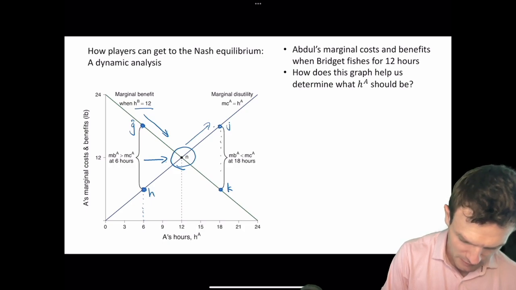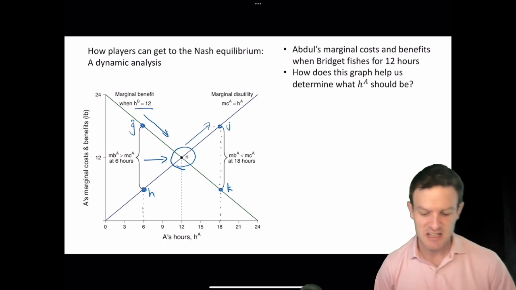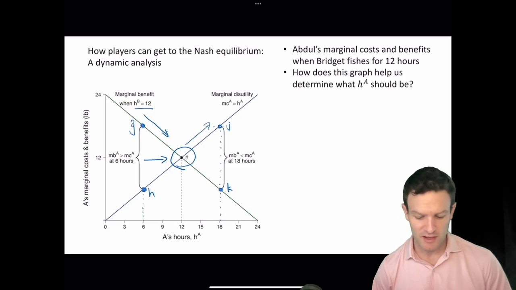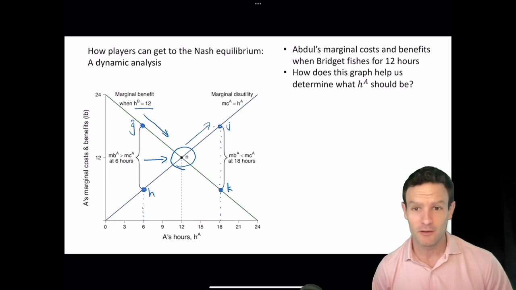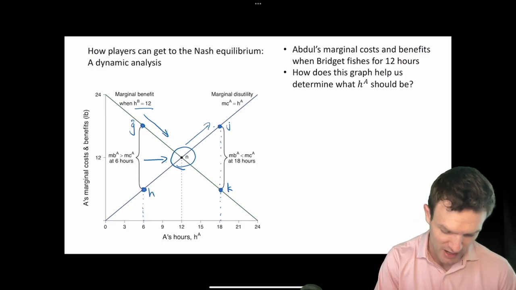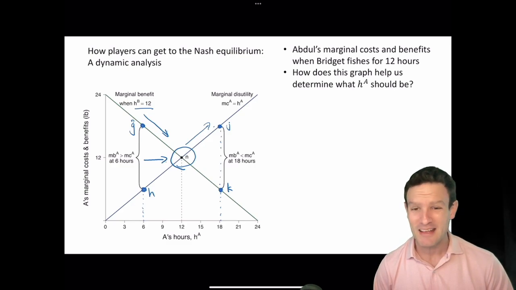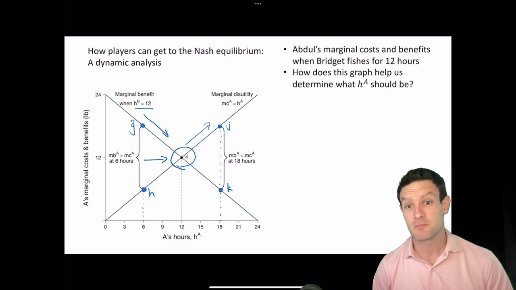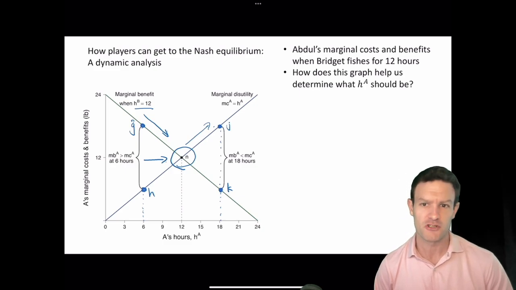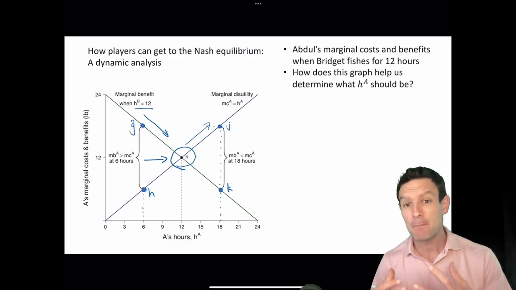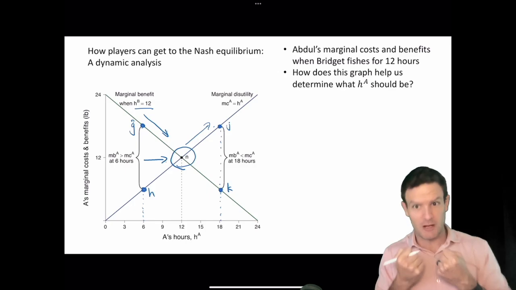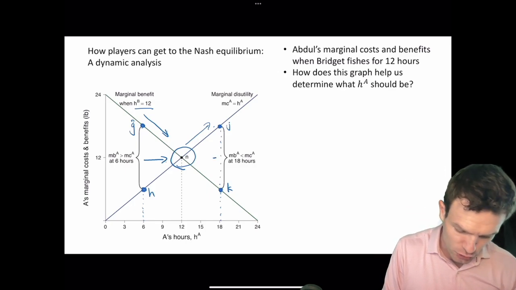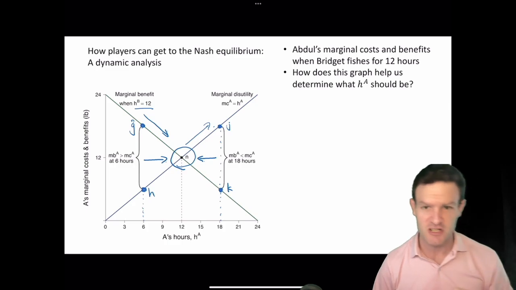And we're also going to think about them applying at 18 hours. What we can see there is that the marginal benefit curve, at that point, is lower than the marginal cost curve at point J. And so when we're thinking about that, what is Abdul going to do? Well, his marginal costs are greater than his marginal benefits. So at that point, if he's fishing too many hours, what should he do? He should reduce the number of hours that he spends fishing. And so his x-axis variable should decrease.